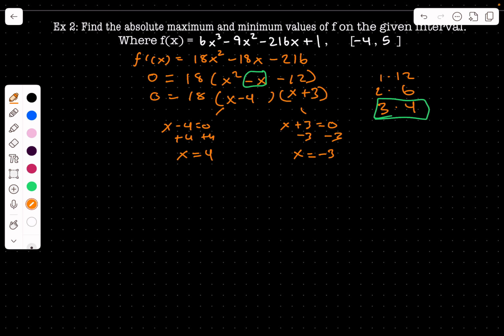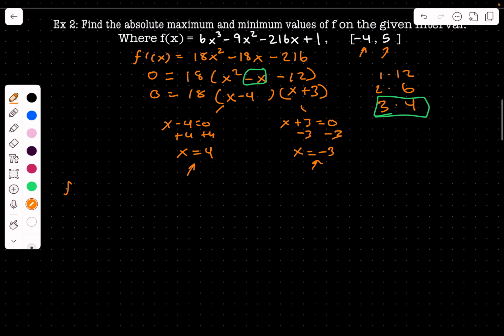So now we're going to plug in our endpoints and our critical points, because remember, like earlier when I drew that function and plotted the max and mins and local maxes and mins, your endpoints can sometimes have an absolute max or min. So that's how we're evaluating it. Okay, so let's plug these into our original function. Let's do our critical points first, then our endpoints. So let's do this one.